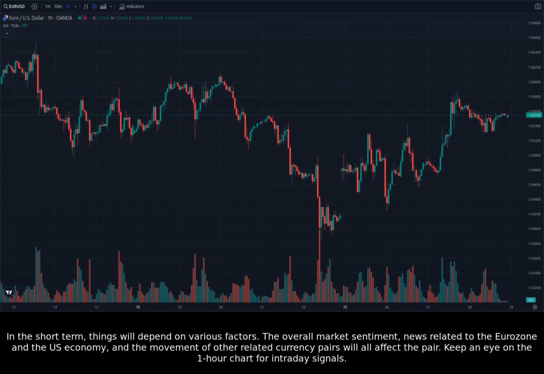In the short term, things will depend on various factors. The overall market sentiment, news related to the Eurozone and the U.S. economy, and the movement of other related currency pairs will all affect the pair. Keep an eye on the 1-hour chart for intraday signals.